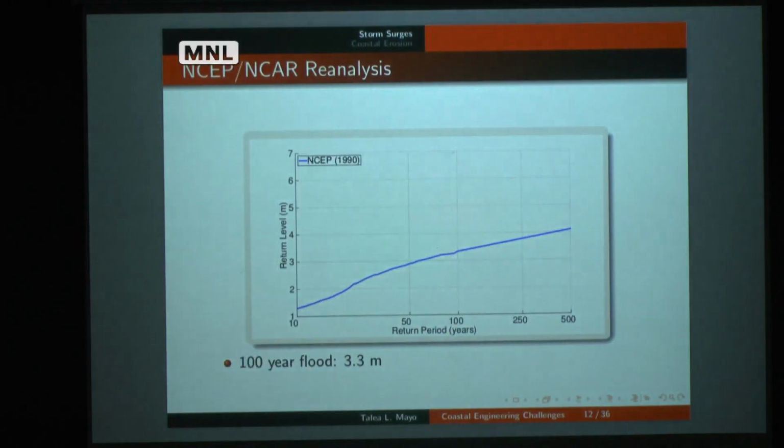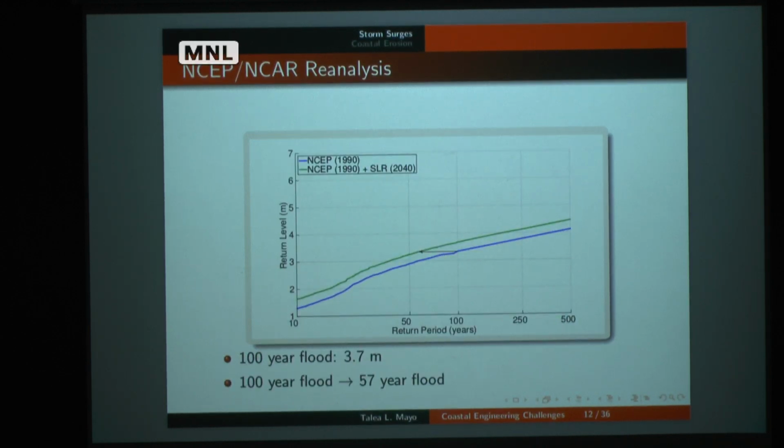So we did the methodology I just described. If we compute the return curve based on the NCEP NCAR reanalysis data, this is the return curve we get, where we're seeing that the 100-year flood is 3.3 meters for Jamaica Bay. And then when we add sea level rise for that same region, projected for 2040, we get this green curve. It moves up, right? So we're actually combining our distributions. We're not just adding statically what was the mean. And then we get this green curve.